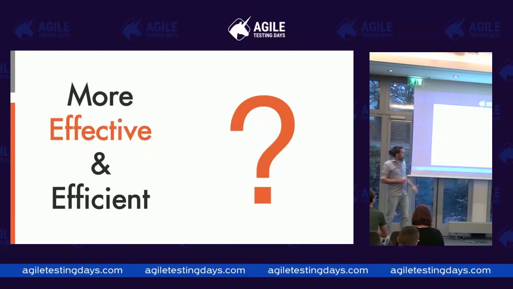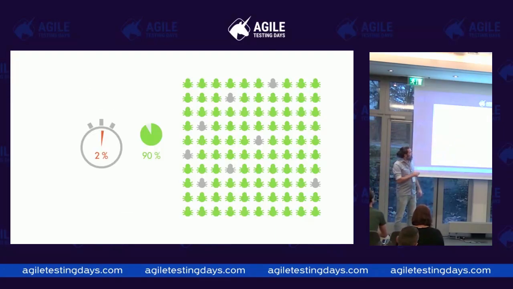So this is efficiency. We can find most of the bugs in a very small amount of the time, or with a small amount of effort. But all of this cannot help us if we miss the test cases. If we don't have the test cases, we can, yes?